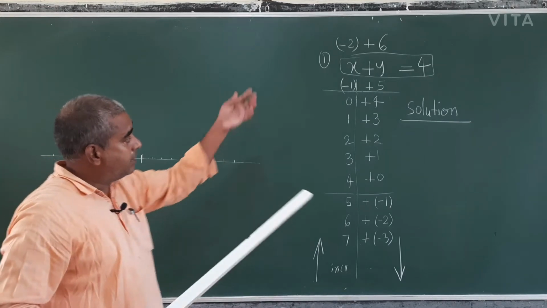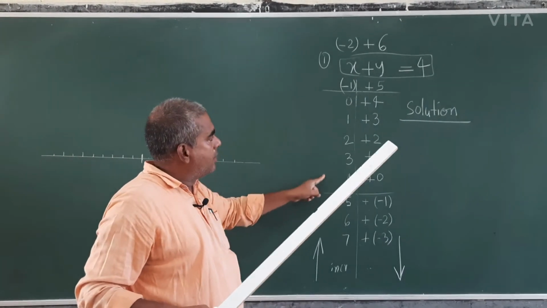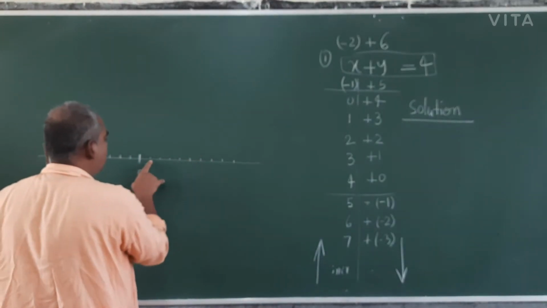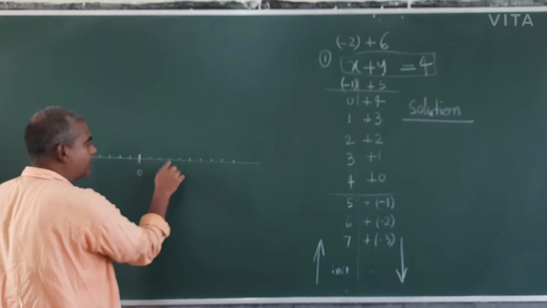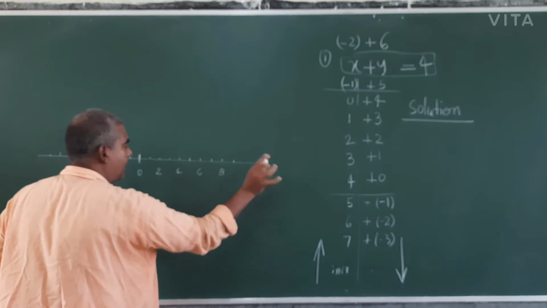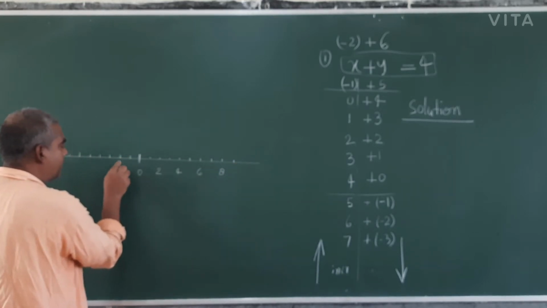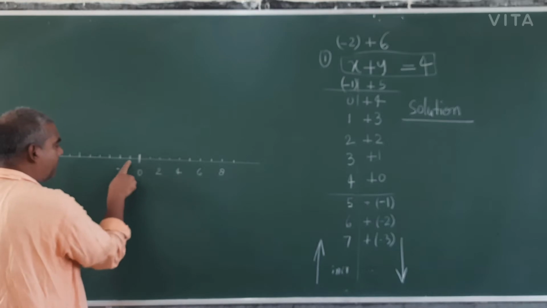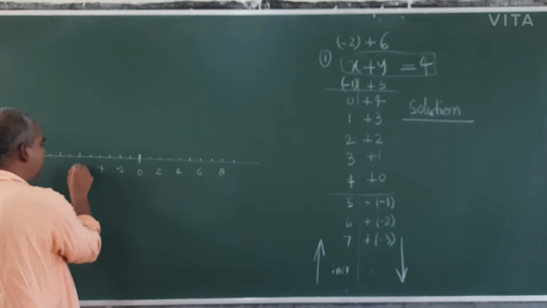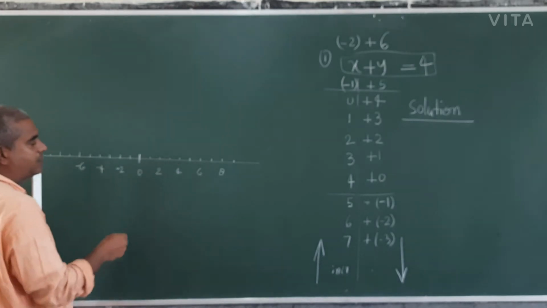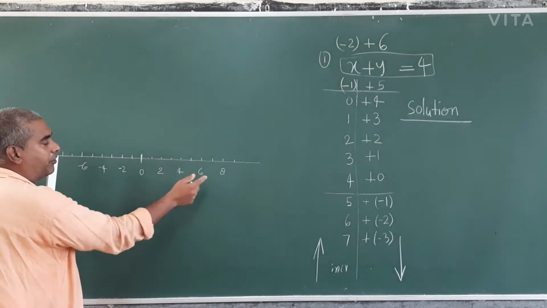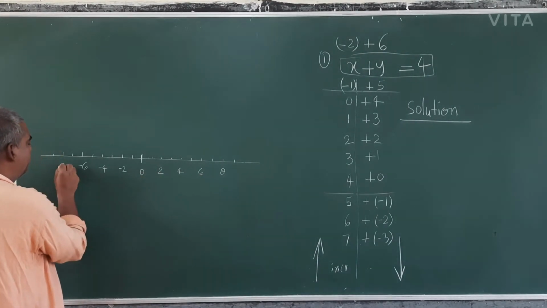Suppose I take x. If this is 0, then this is 1, this is 2, this is 3, this is 4, this is 5, this is 6, 7, 8 and like that. And here minus 1, this is minus 2, minus 3, minus 4, minus 5, minus 6. I can write every number, but that will be very difficult, 1, 2, 3, 4. That's why I have written only these numbers.